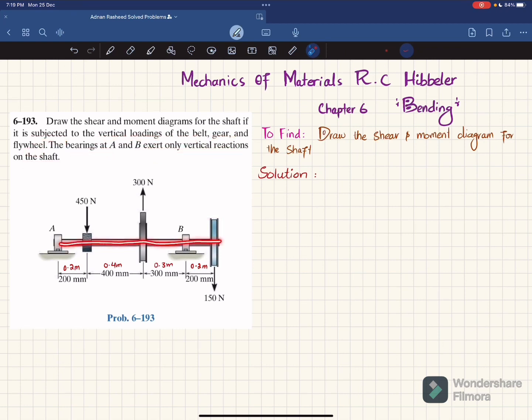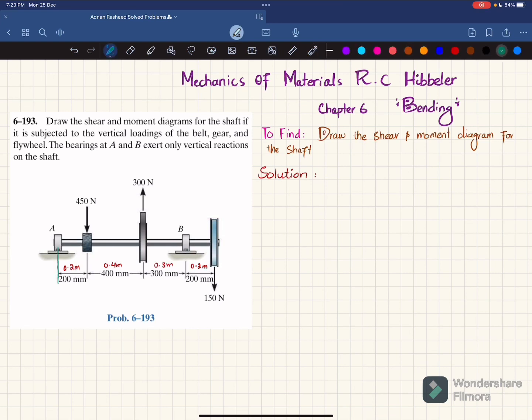So you can see this is the shaft and this is bearing A and B that exert only vertical reaction. Clear? This is the gear where there is a 450 Newton load. There is a belt, you can see this 300 Newton, and there is a flywheel which has 150 Newton. So you have to draw the shear and moment diagram for the shaft. So let's start with the solution.